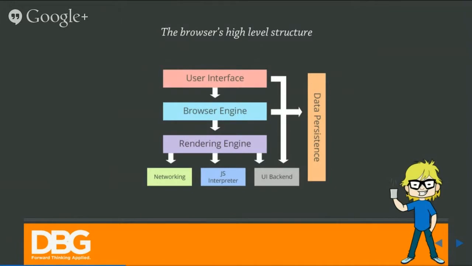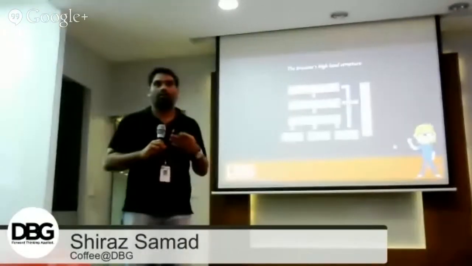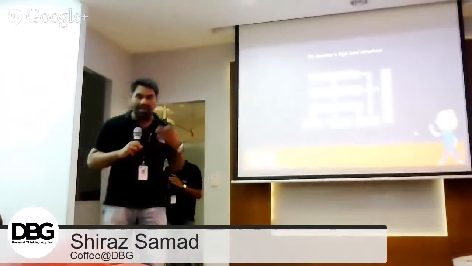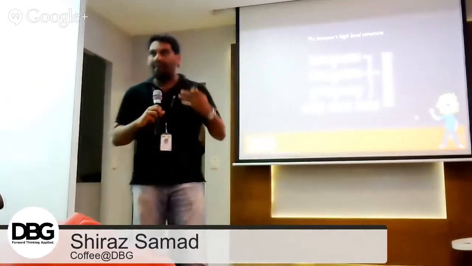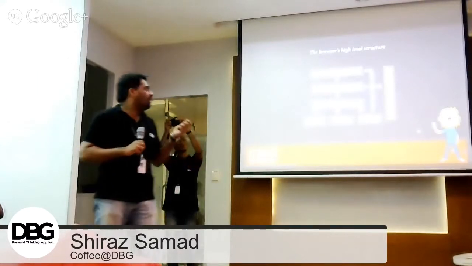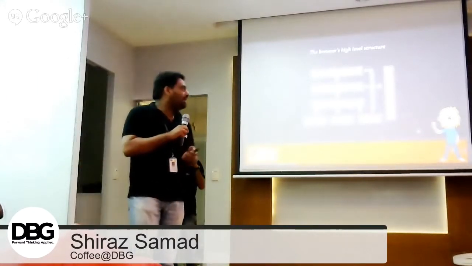What actually is the UI backend? It's a set of widgets, for example combo boxes, checkboxes, etc. Usually the browser creates all these with the help of the capabilities of the operating system's UI methods. Okay. On the right we have the data persistence layer.